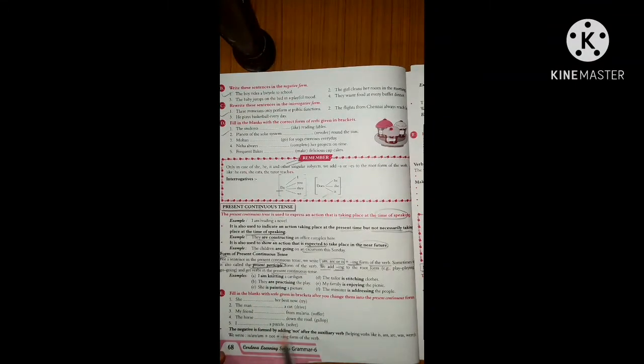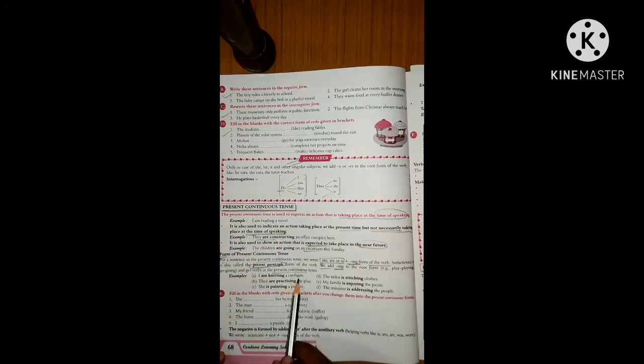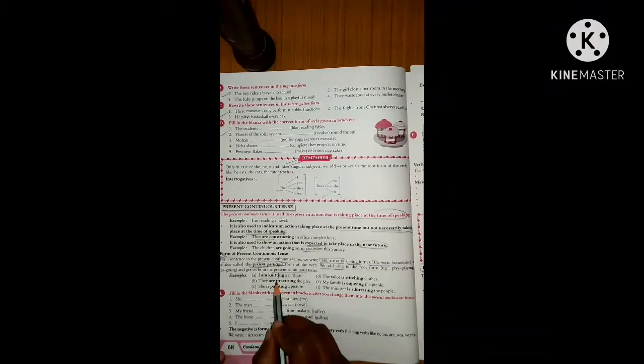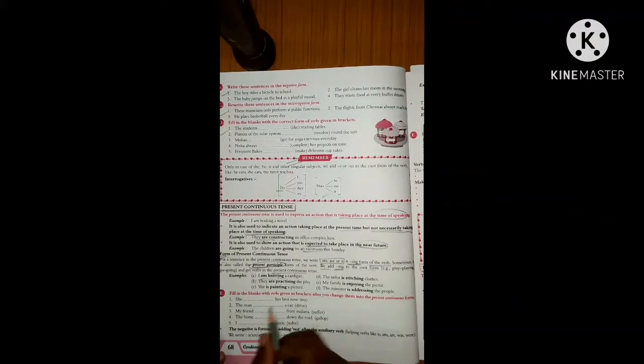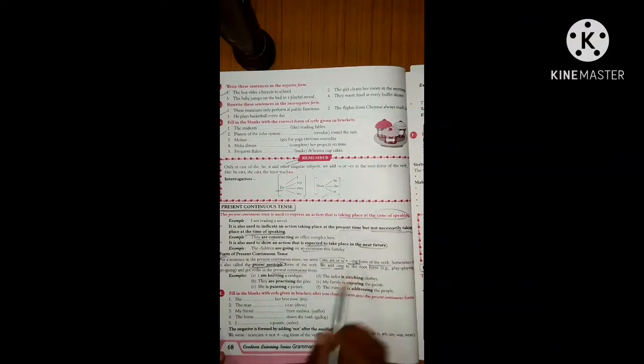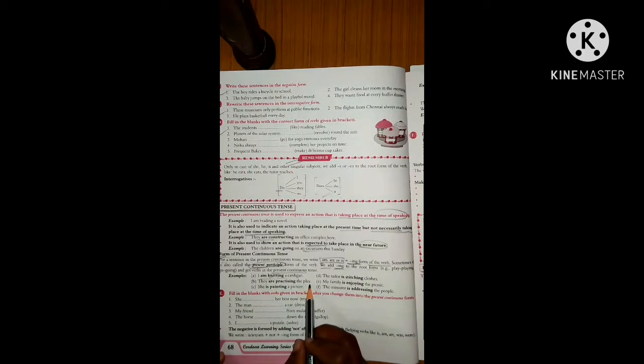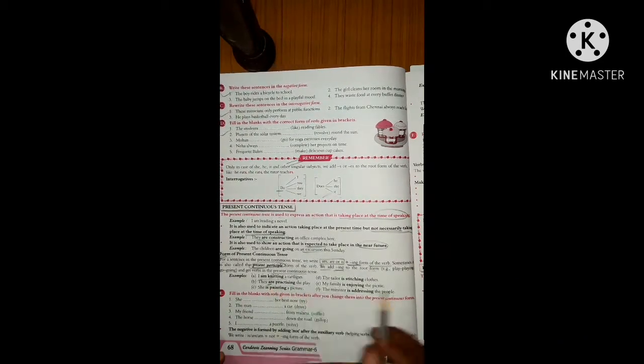For example, see, I am knitting a cardigan. So I am still doing it. I am knitting a cardigan. Knit plus ing, knitting. Clear? I am adding the ing form with the main verb. Now they are practicing the play. Still practicing. For plural, are.